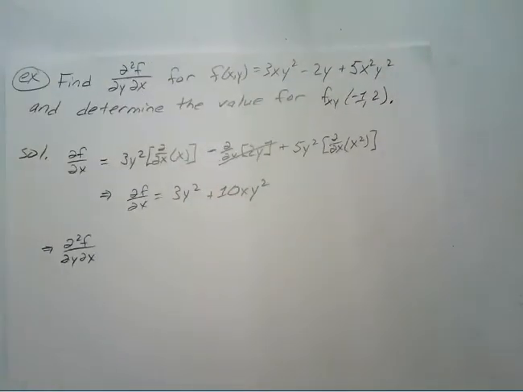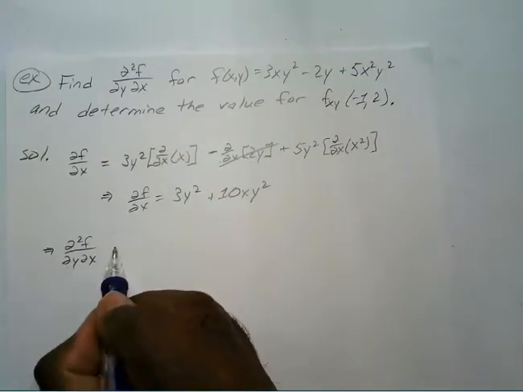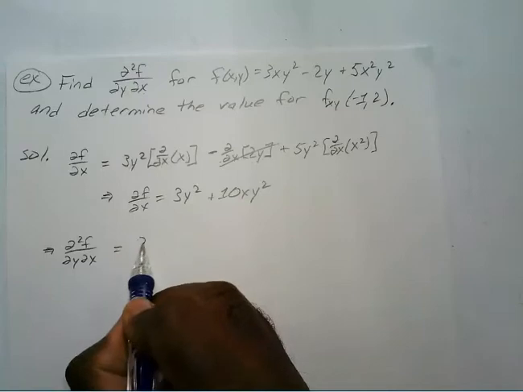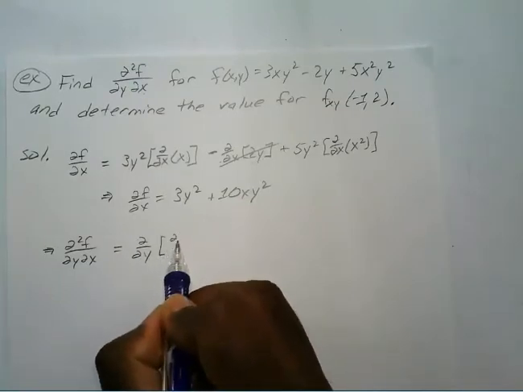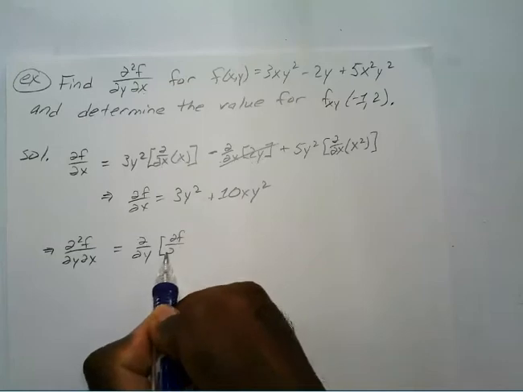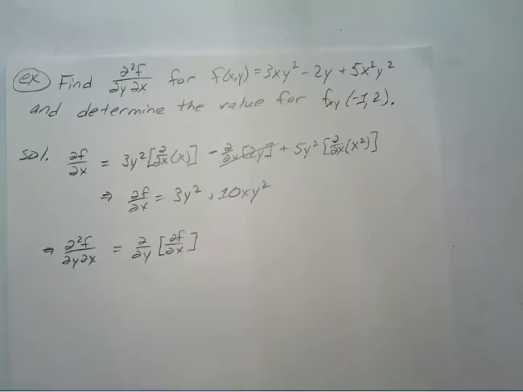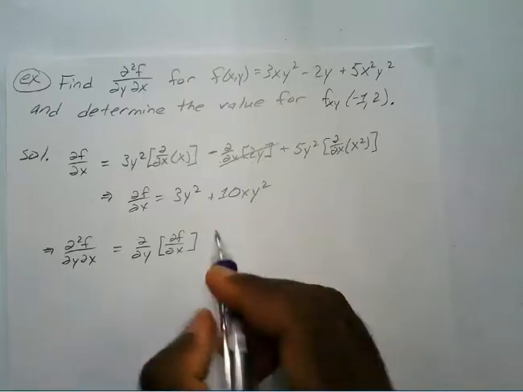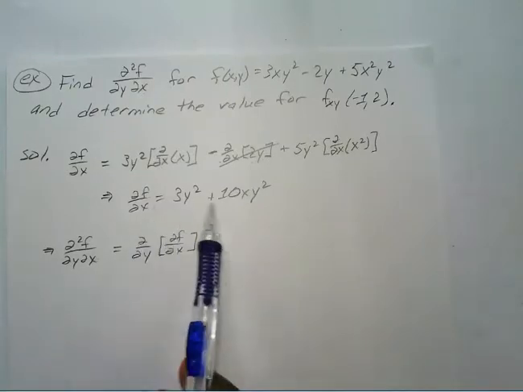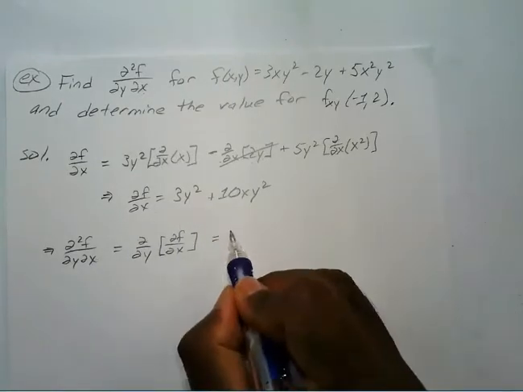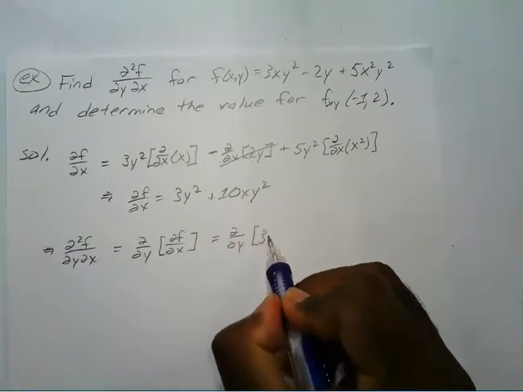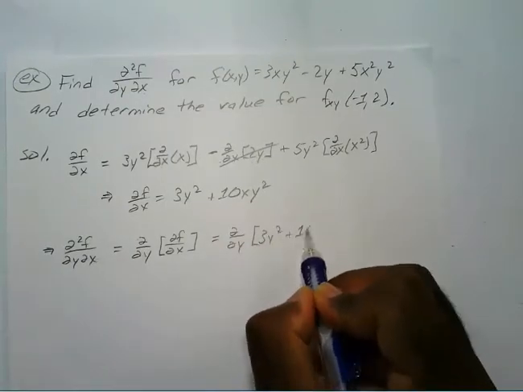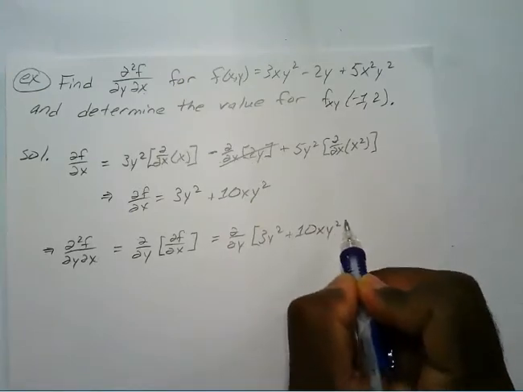Move that up. There we go. Remember, that's just equal to the derivative with respect to y of our derivative of f with respect to x. We already found the derivative with respect to x, so that's just the derivative with respect to y of 3y squared plus 10xy squared.